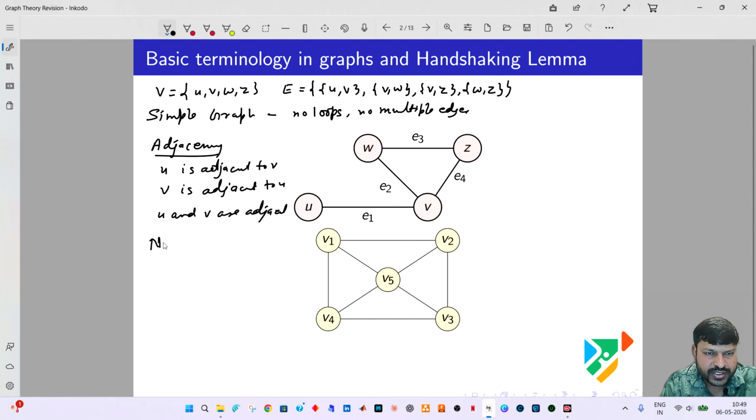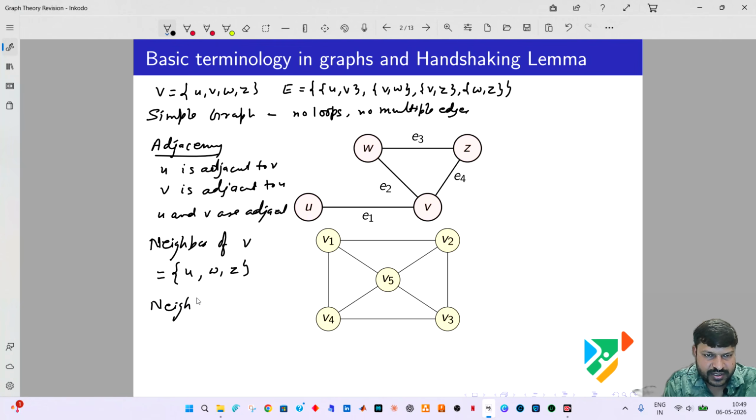The next terminology is neighborhood, the neighbor of a vertex. Suppose you consider the vertex v in the first graph, then what are the neighbors of vertex v? It is a collection of all those vertices which are adjacent to v. So u is adjacent to v, w is adjacent to v, z is adjacent to v. You can also consider a collection of vertices and then talk about the neighbor of that subset.